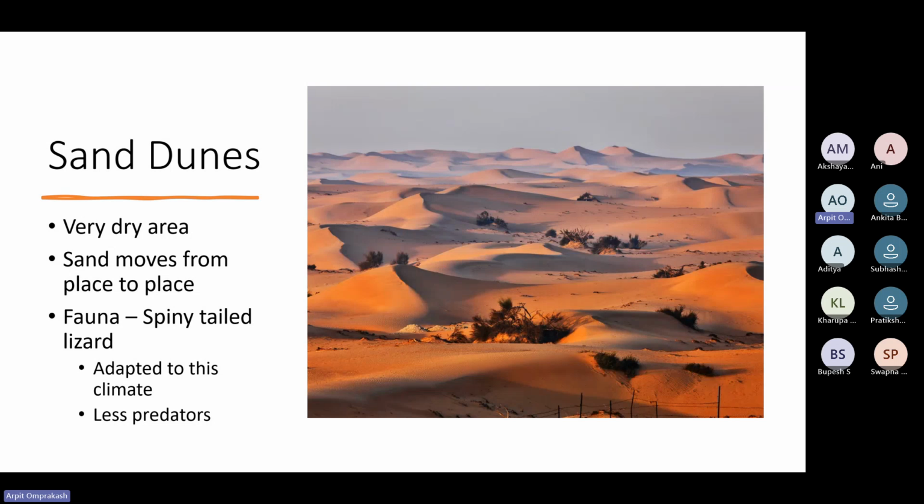One such example is the spiny-tailed lizard. They're basically adapted to this hot climate, and they can stay without water for a longer time. And because their predators are not adapted to this habitat, and cannot do the same, the general predators of lizards don't exist in these areas, and that's where their population generally thrives.